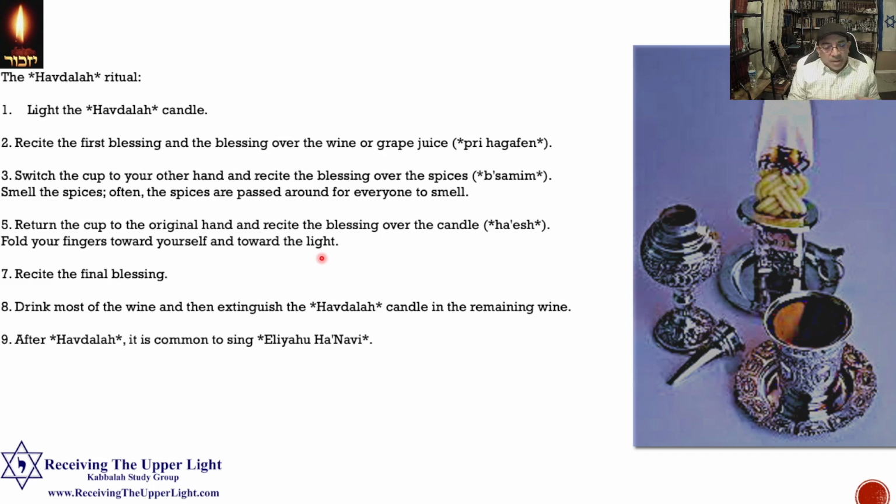Then there's a ritual in which we drink most of the wine in the cup, and then the remaining wine, since usually the cup is overflowed, the wine that overflows falls into a little tray or a plate, and then what is left there is used to snuff out or turn off the fire on the candle. And then after Havdalah, it is common to sing Eliyahu Hanavi, which is a song that has to do with Eliyahu the prophet and the world to come, the world of redemption.